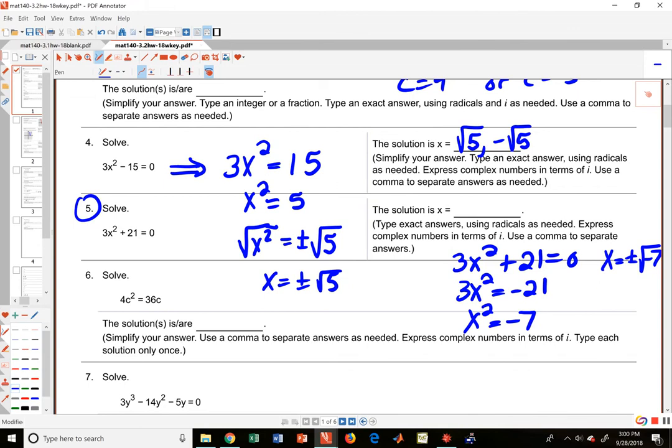And this is a quadratic. Quadratics have two solutions, real or imaginary. And so pulling that square root of negative 1 out as an i, you get plus or minus the square root of 7, and then you have an i on the outside. So you would write that as the square root of 7i, comma, the negative square root of 7i.